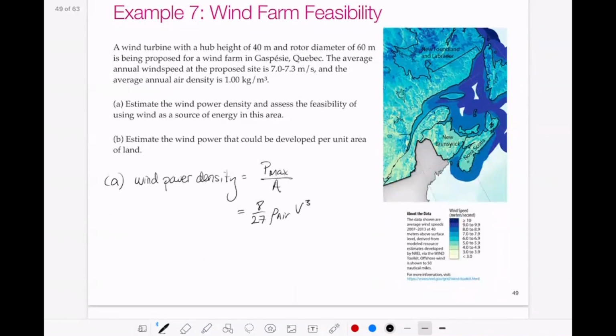So for this site, it says the average wind speed, and there's a zoomed in map here. So where they're considering is probably this shade of blue here. There might be one of these regions right up along the St. Lawrence. So this area here is Gaspé Peninsula.